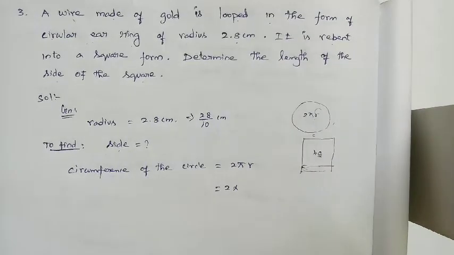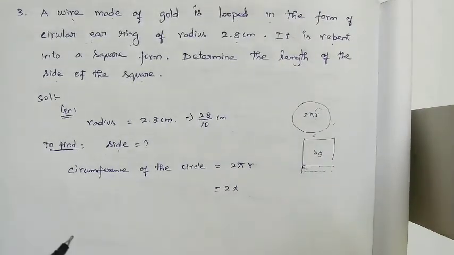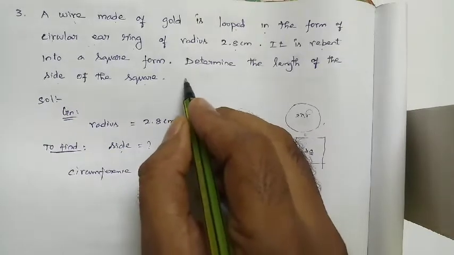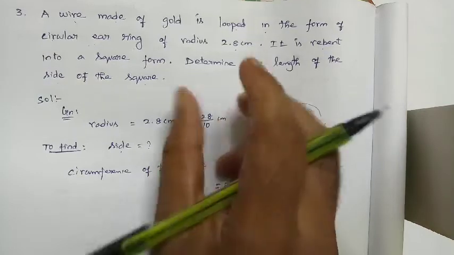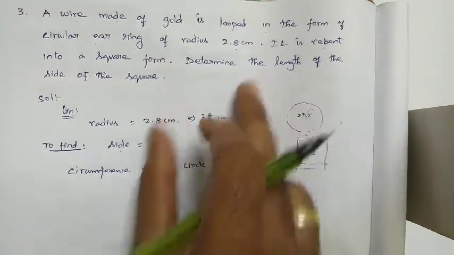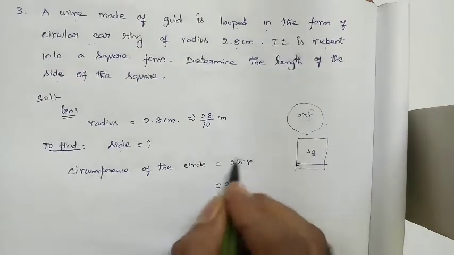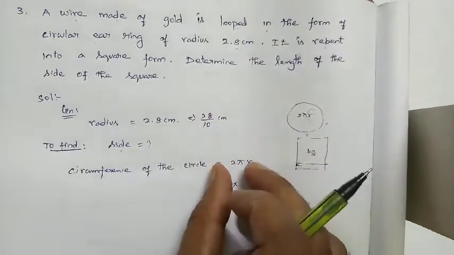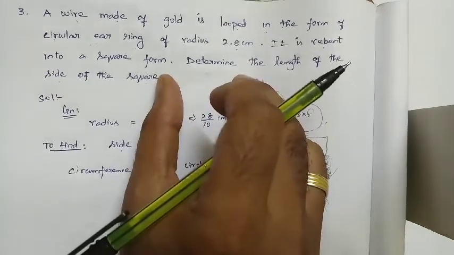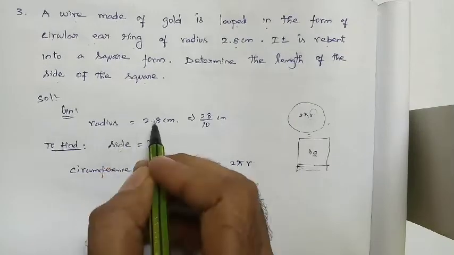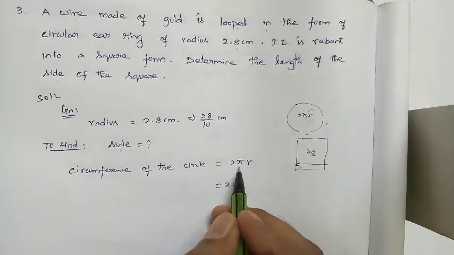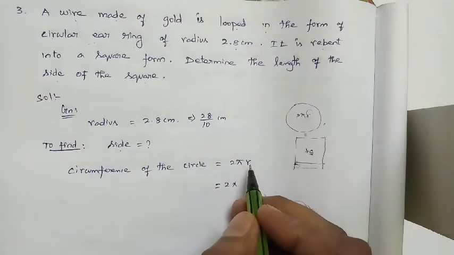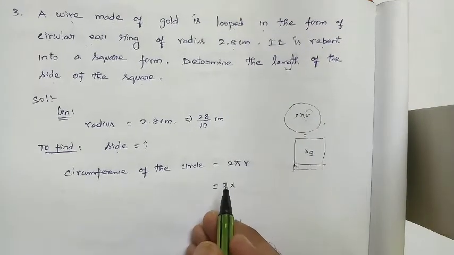Understood? So be clear on when to use 22 by 7 and when to use 3.14. Sometimes the question will say to use pi equal to 3.14, which means we have to use 3.14 alone. If it says use pi equal to 22 by 7, we have to use 22 by 7 alone. If they don't give anything, then we look at the radius. If the radius is a multiple of 7, we substitute 22 by 7. If it is not a multiple of 7, we substitute 3.14.